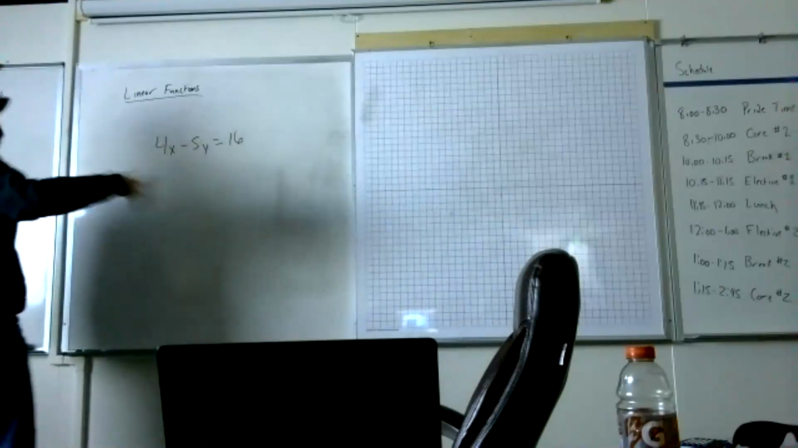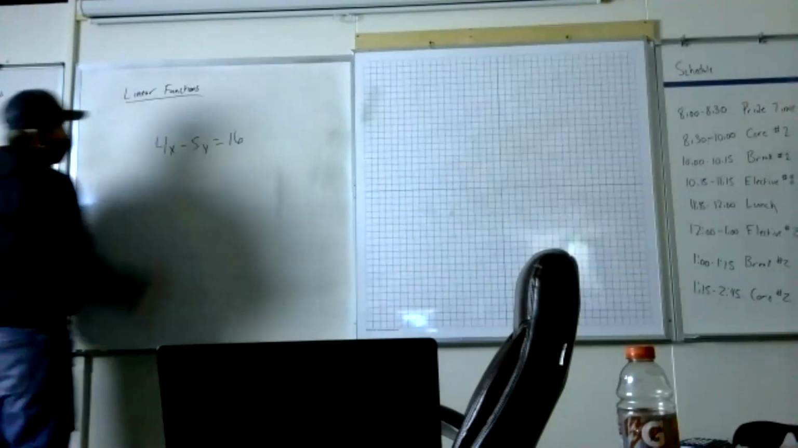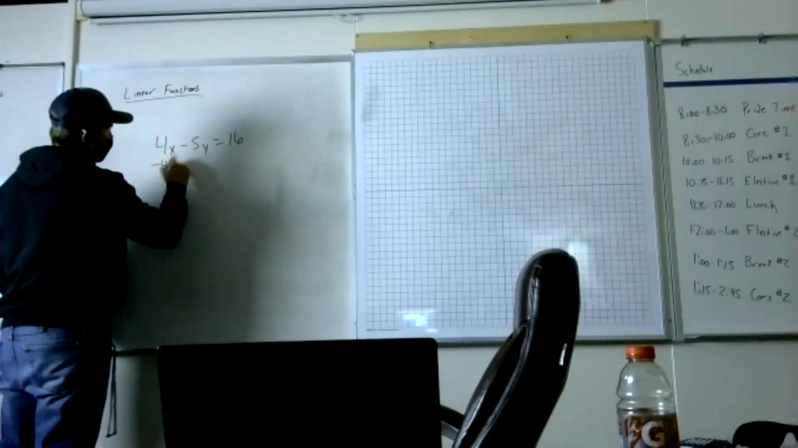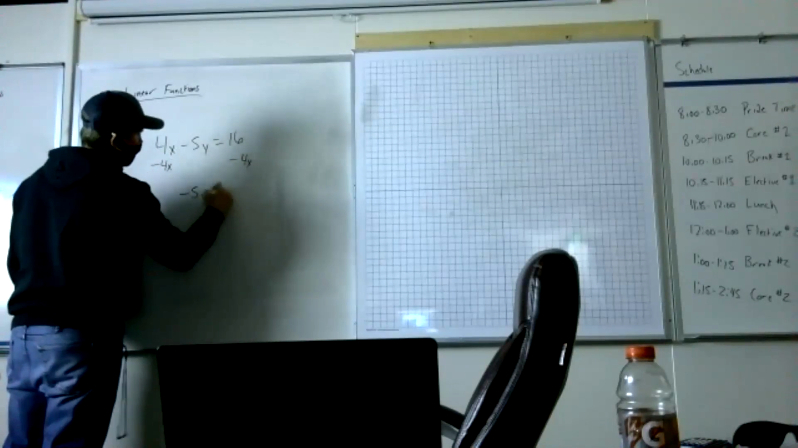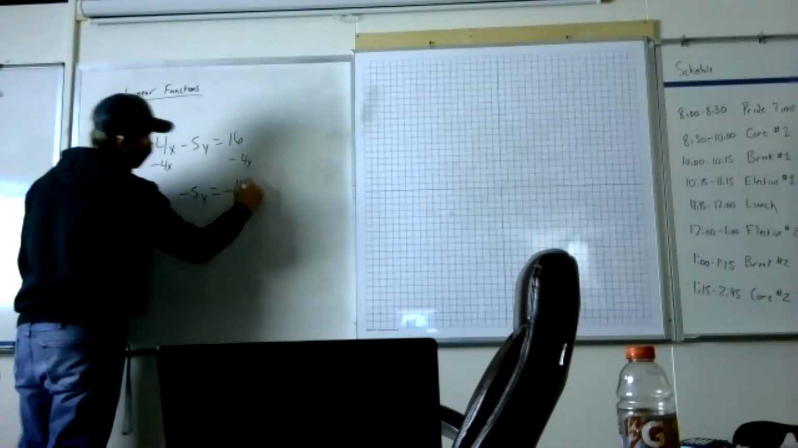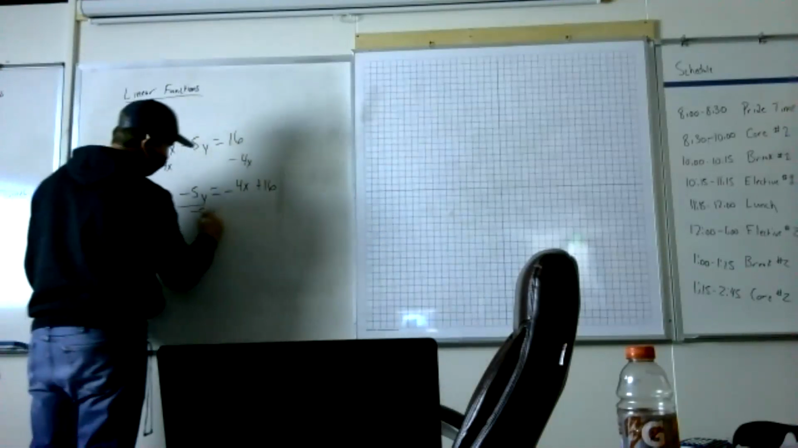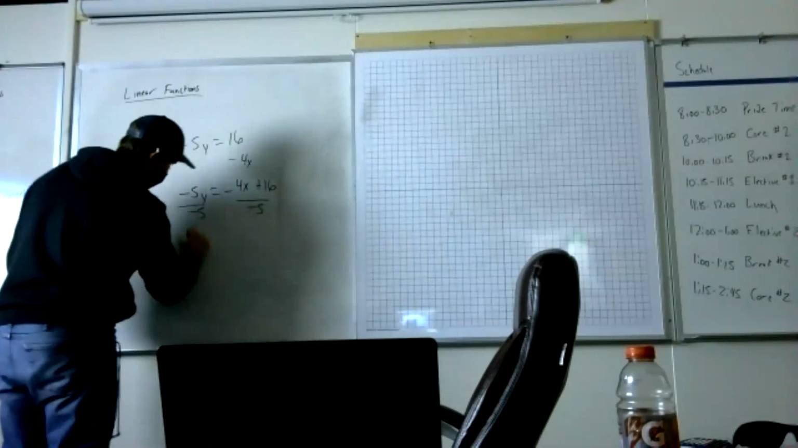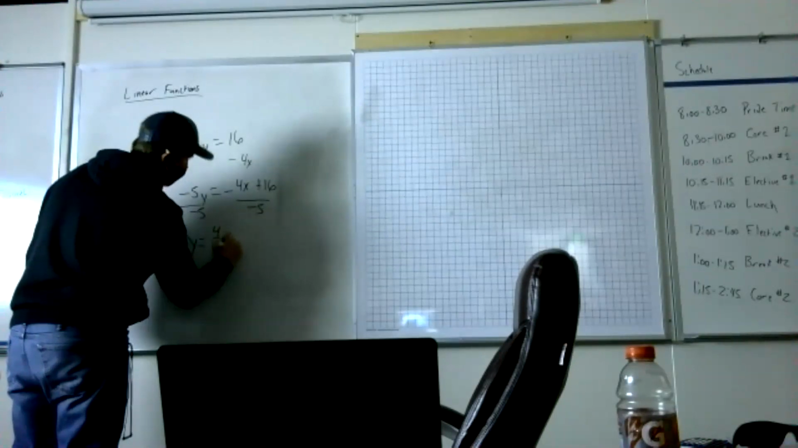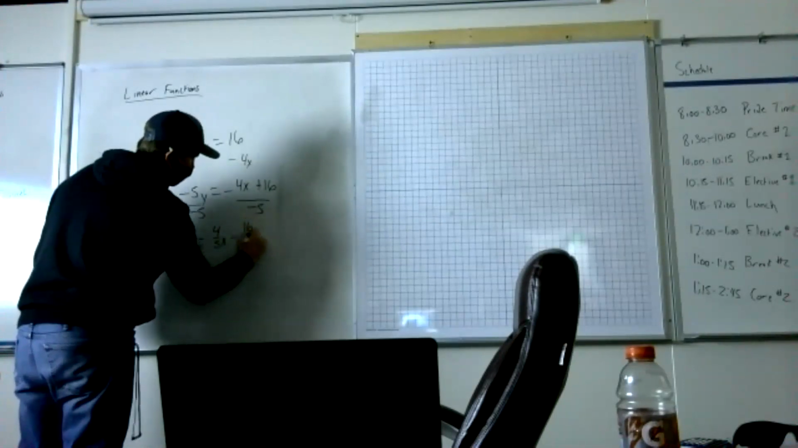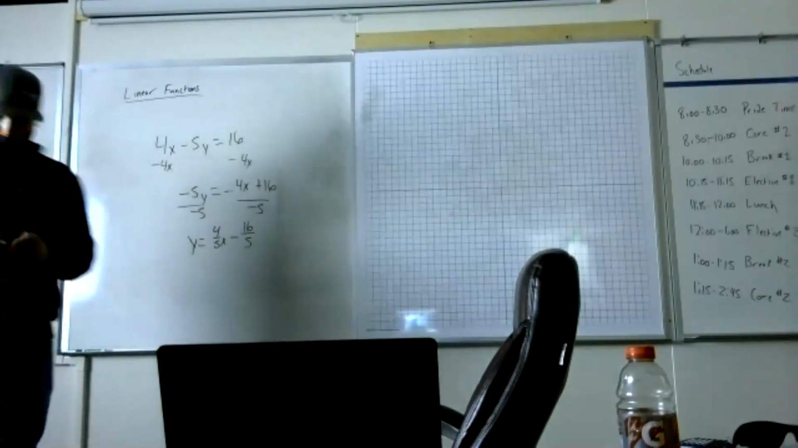Once again, to get it into form y equals mx plus b, we're just isolating the y value. Okay, so the first thing we would do, subtract 4x from both sides. We'd be left with negative 5y is equal to negative 4x plus 16. Then we divide both sides by negative 5 and be left with y is equal to 4/5 x minus 16 over 5. Here's the form y equals mx plus b.